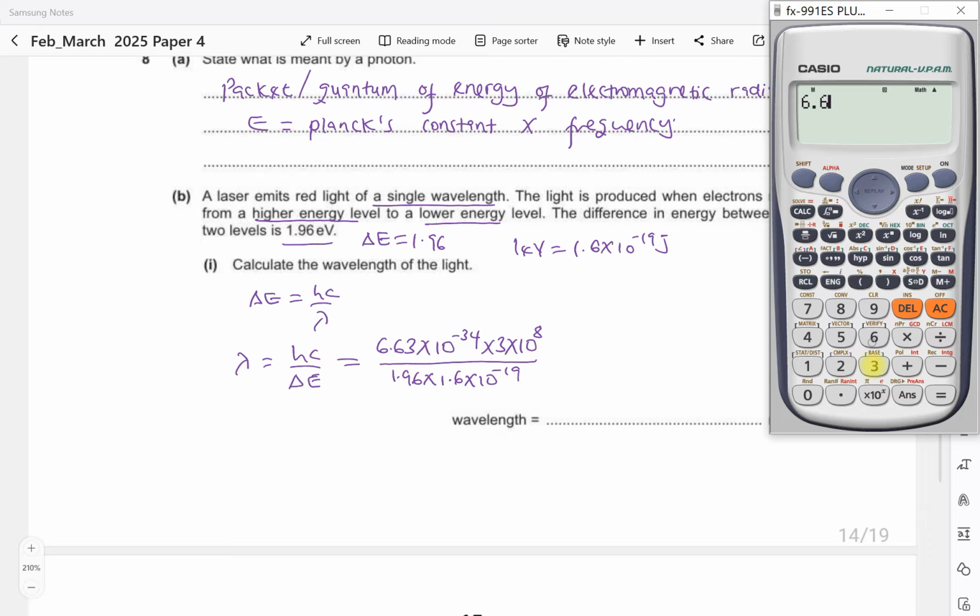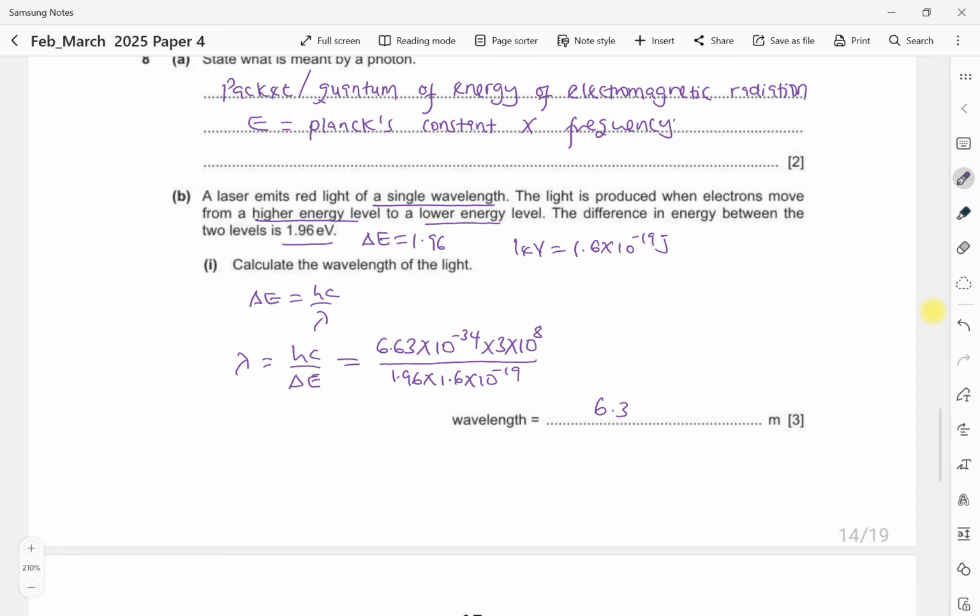So we have 6.63 exponent minus 34 times 3 exponent 8 divided by 1.96 times 1.6 exponent minus 19. So that is 6.34 times 10 to the power of minus 7. I'll just write 6.3 times 10 to the power of minus 7 meters.